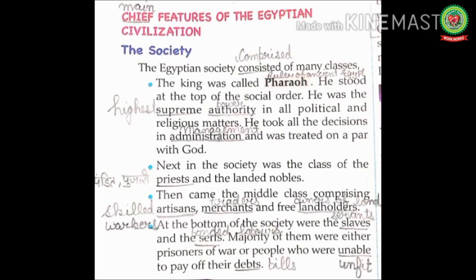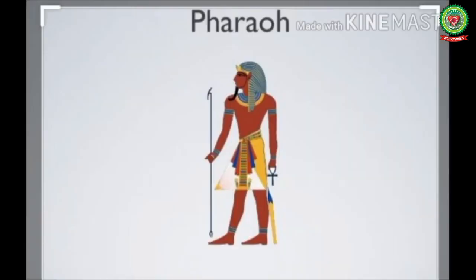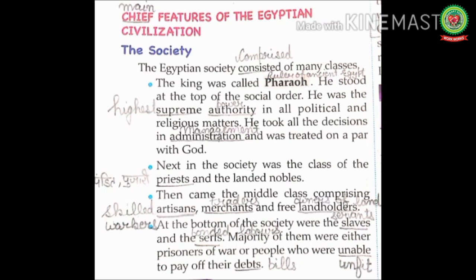Next, he took all the decisions in administration and was treated on a par with God. Here administration means management. It means we can say Pharaoh had unlimited power related to political and religious matters. He was considered to be God's representative on the earth. Next in the society was the class of the priests and land nobles. Here priests means Pandit or Pujari.